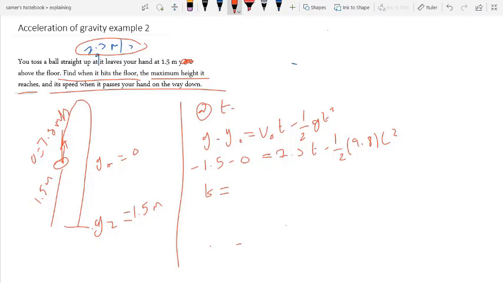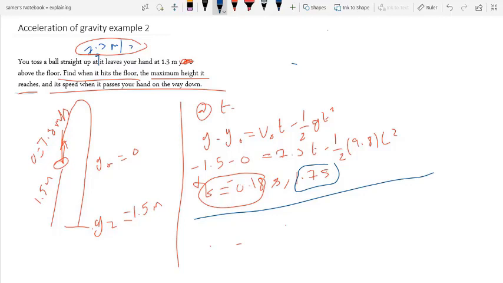The first value of t is minus 0.18 seconds, and the second value is 1.7 seconds. So we neglect the minus time here. The minus time is neglected because time cannot be negative. So the value of t is 1.7 seconds. This is the value of t. Okay.